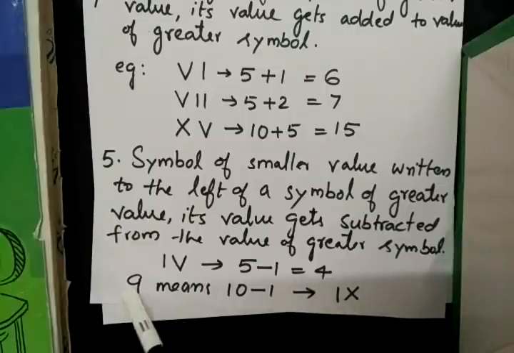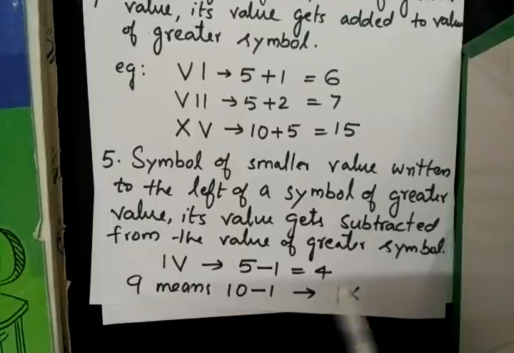If we have to write 11, what will we do? That is 10 plus 1. Then plus 1, to represent plus, we have to write it on the right side of the bigger value. Bigger value 6. Correct? So this is the fifth rule.